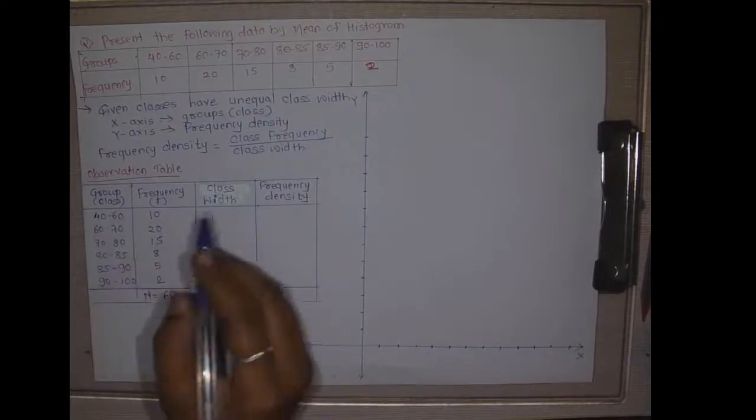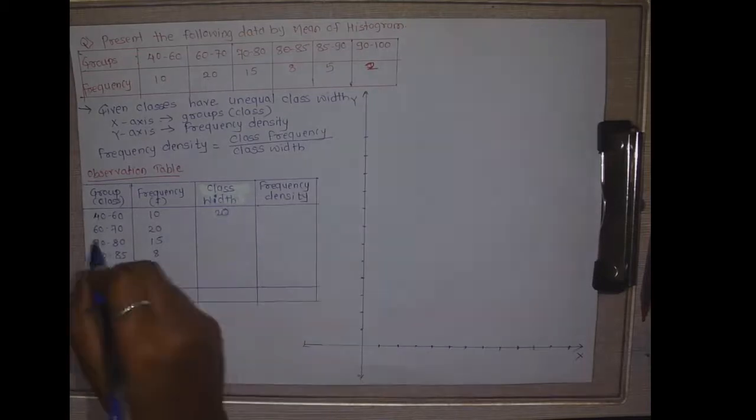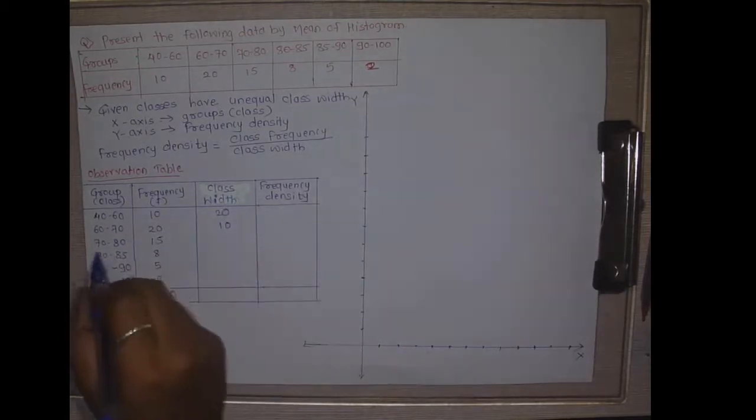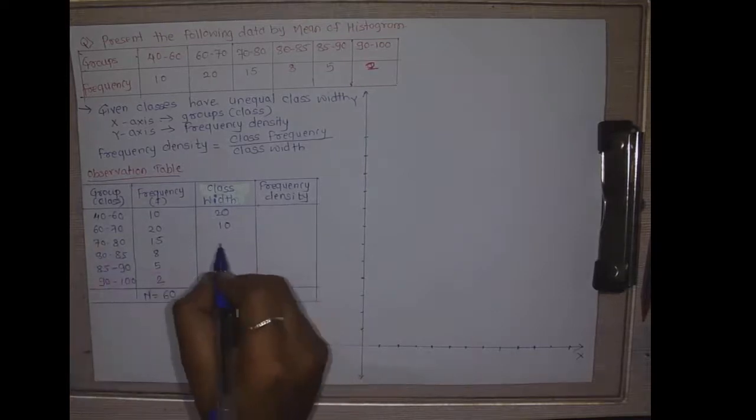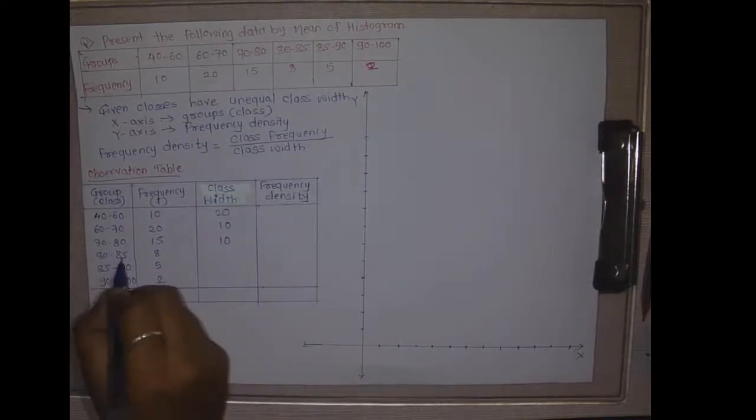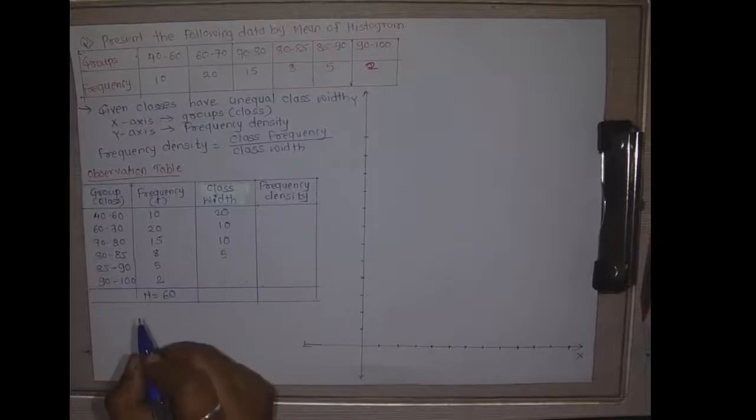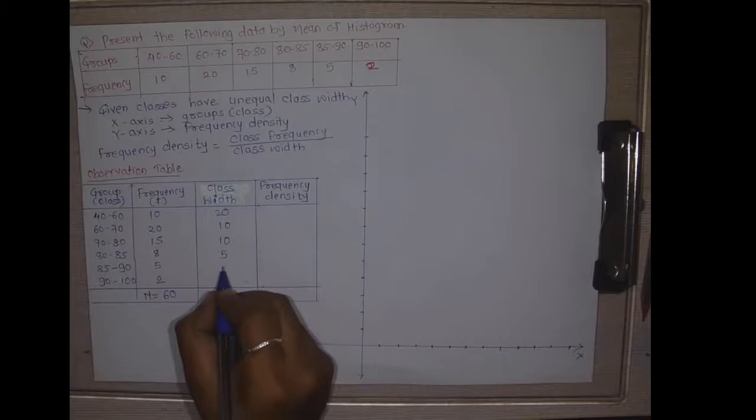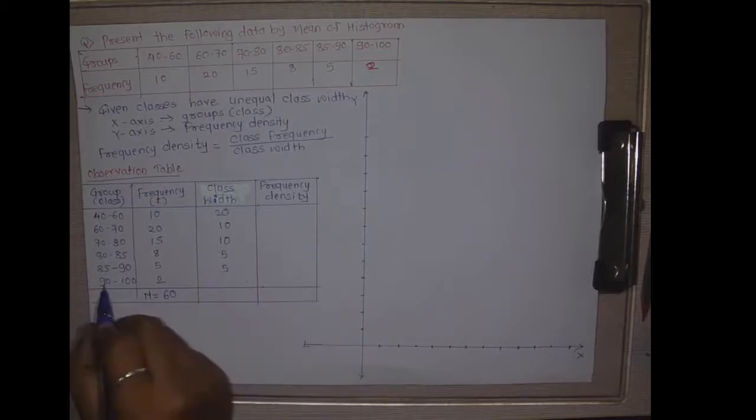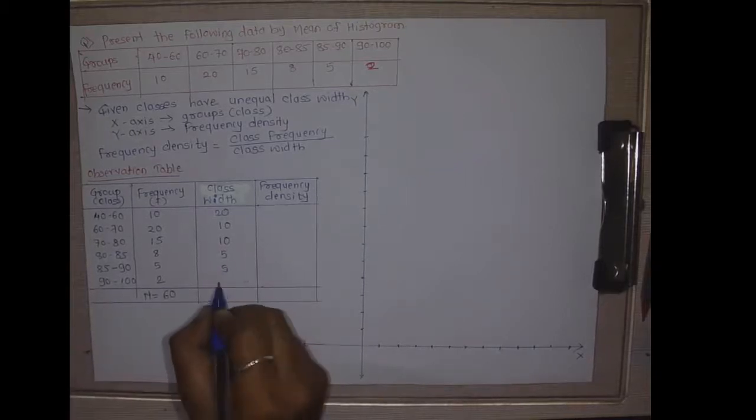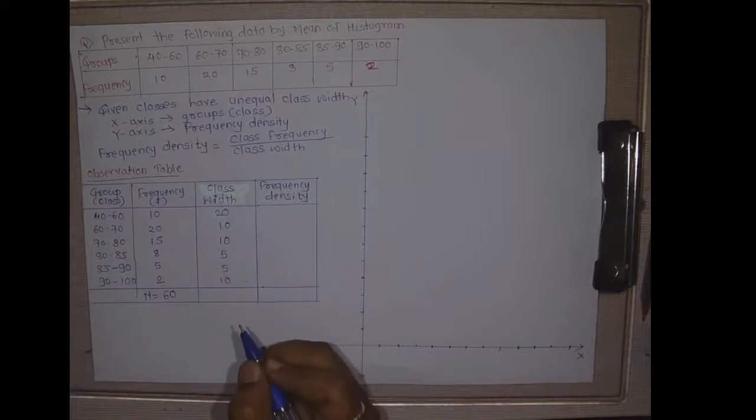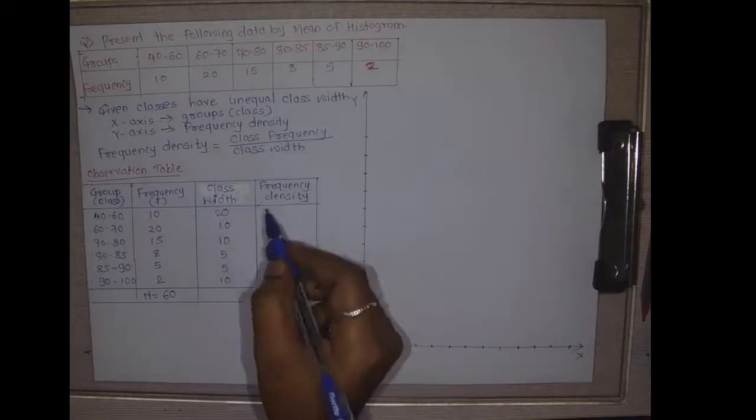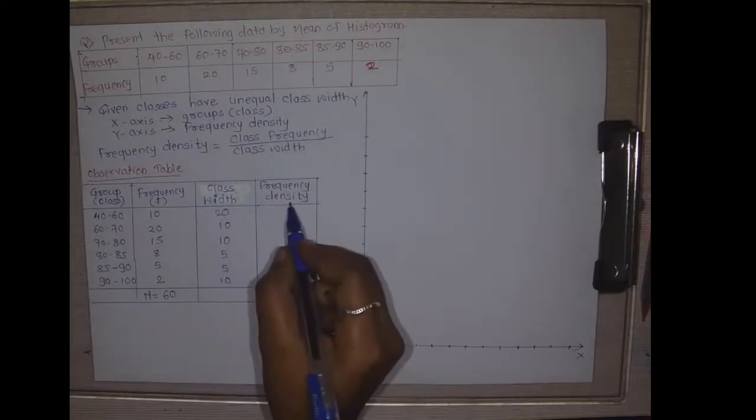The 40 to 60 class has class width 20, the 60 to 70 class has class width 10, the 70 to 80 class has class width 10, the 80 to 85 class has class width 5, the 85 to 90 class again has class width 5, and the last class, 90 to 100, has class width 10. Here we have calculated the class width. Now we have to calculate the frequency density.